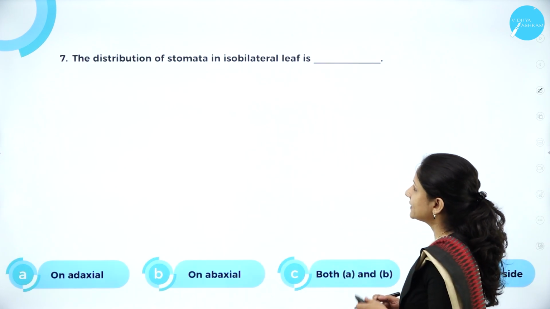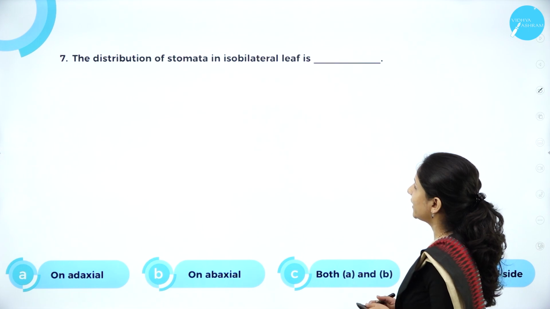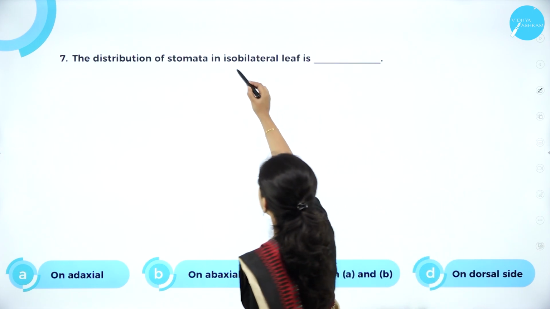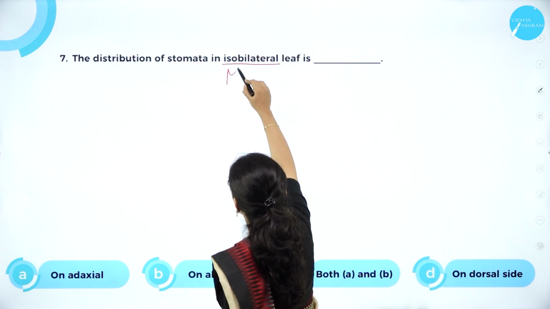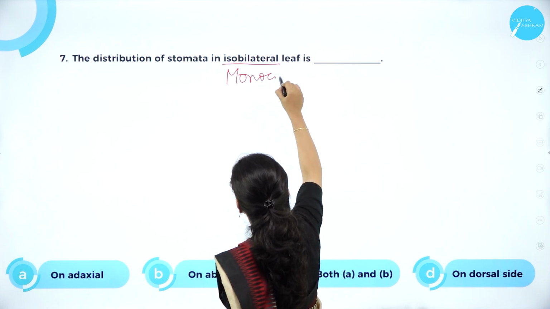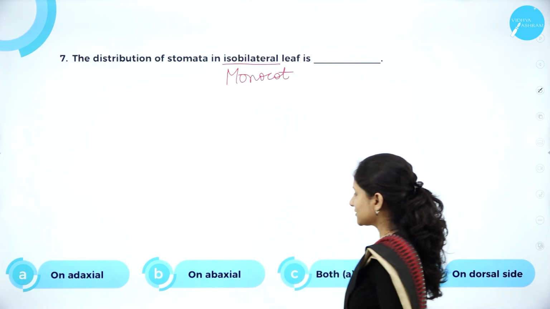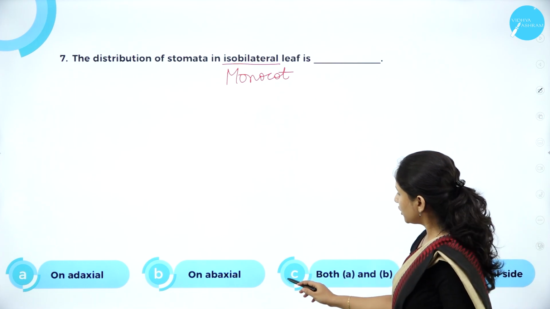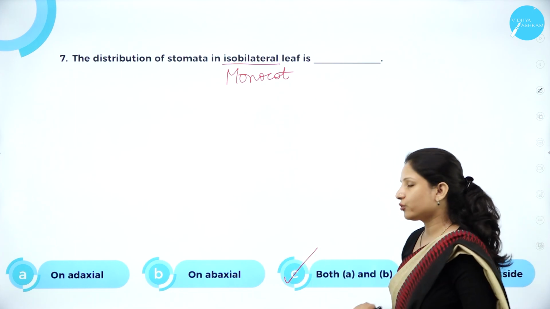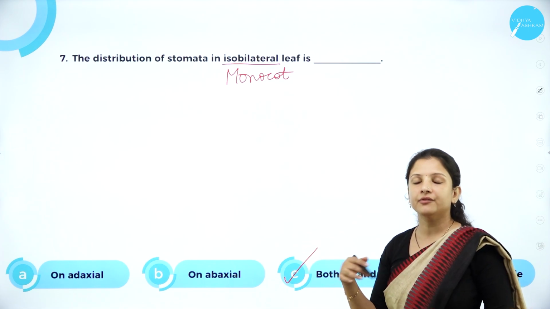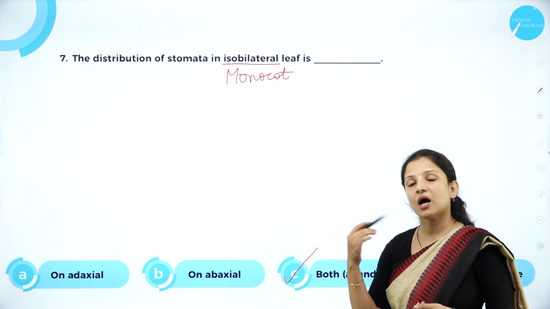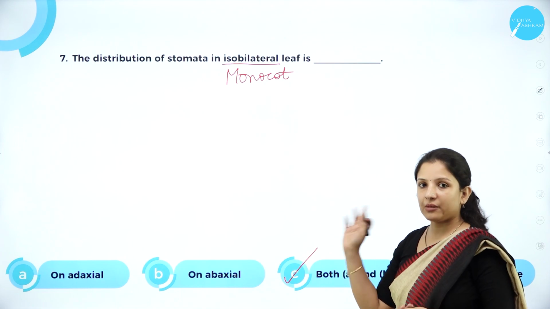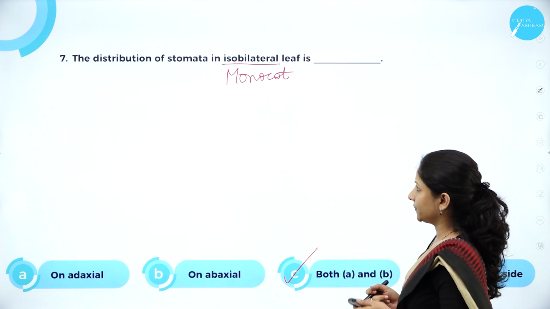Next question. The distribution of stomata in isobilateral leaf is, so isobilateral leaf means monocot. So on adaxial, on abaxial, both A and B, on dorsal side. It is both A and B because stomata are distributed equally both on the adaxial and the abaxial surface, or the upper and the lower surface of the epidermis of monocot leaf.